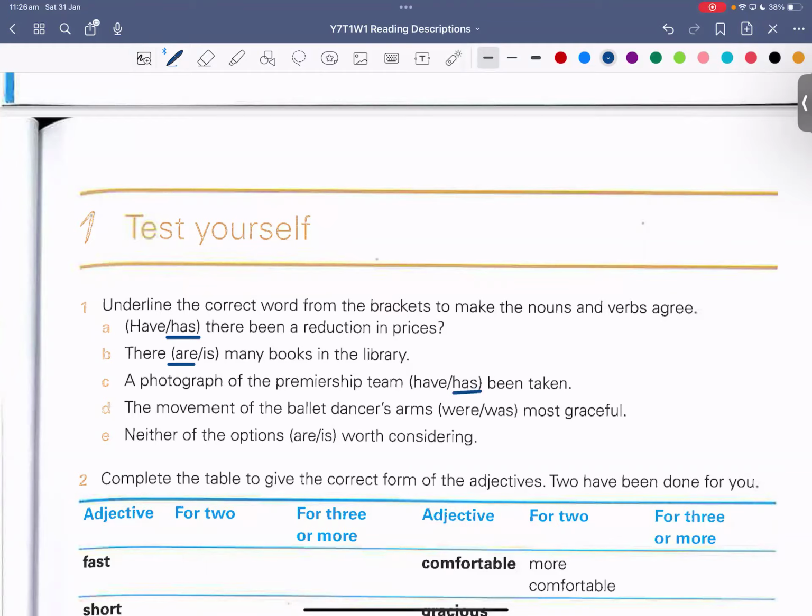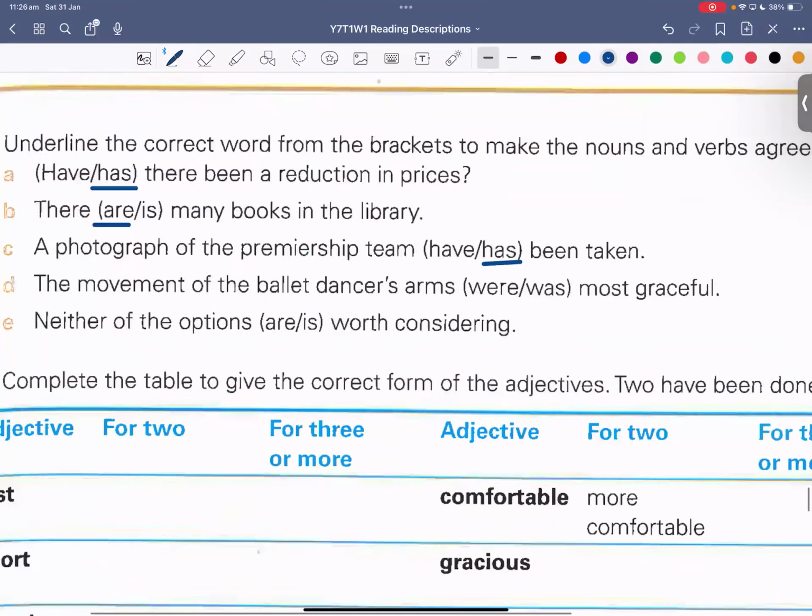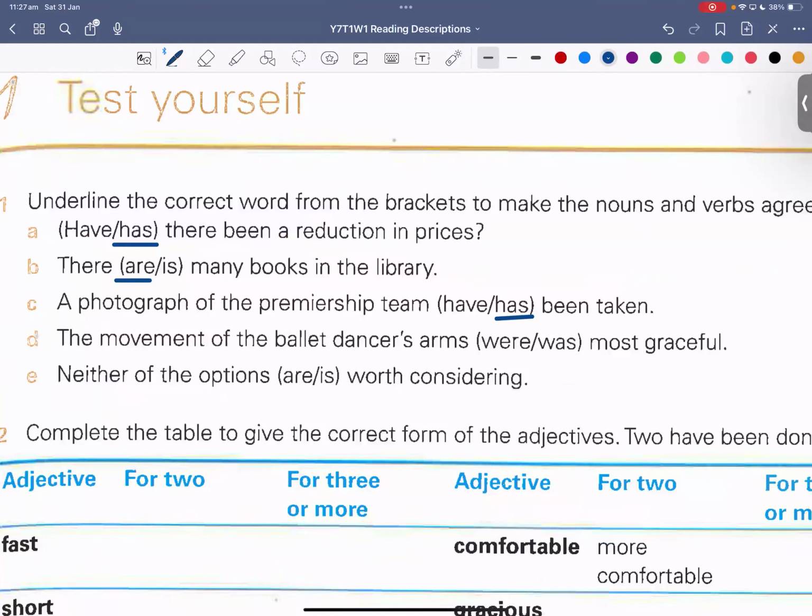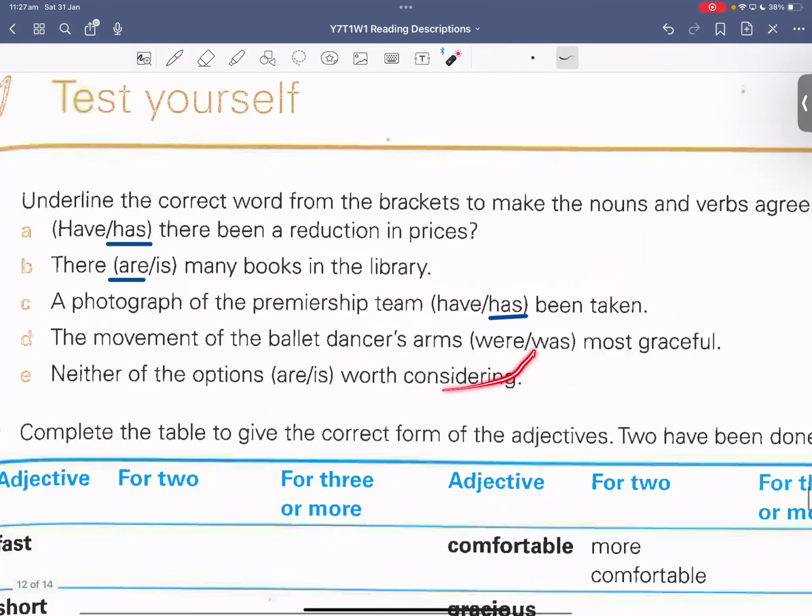Next person. The movement of the ballet dancer's arms were or was most graceful? Was? Are you saying was? So this might confuse some people. People might think arms here is plural, so we say were, but the subject that we're actually referring to here is movement, and movement is singular. So we are going to use was, okay? So you guys might have singular nouns and plural nouns in your sentence. It's up to you to make sure you understand which is the subject that the word is actually referring to.